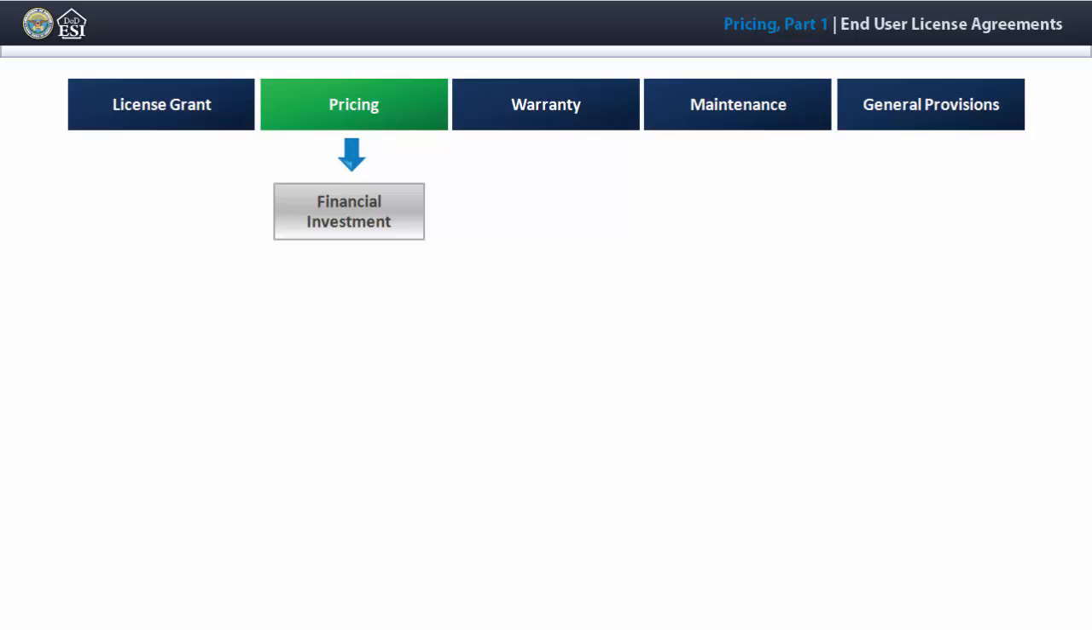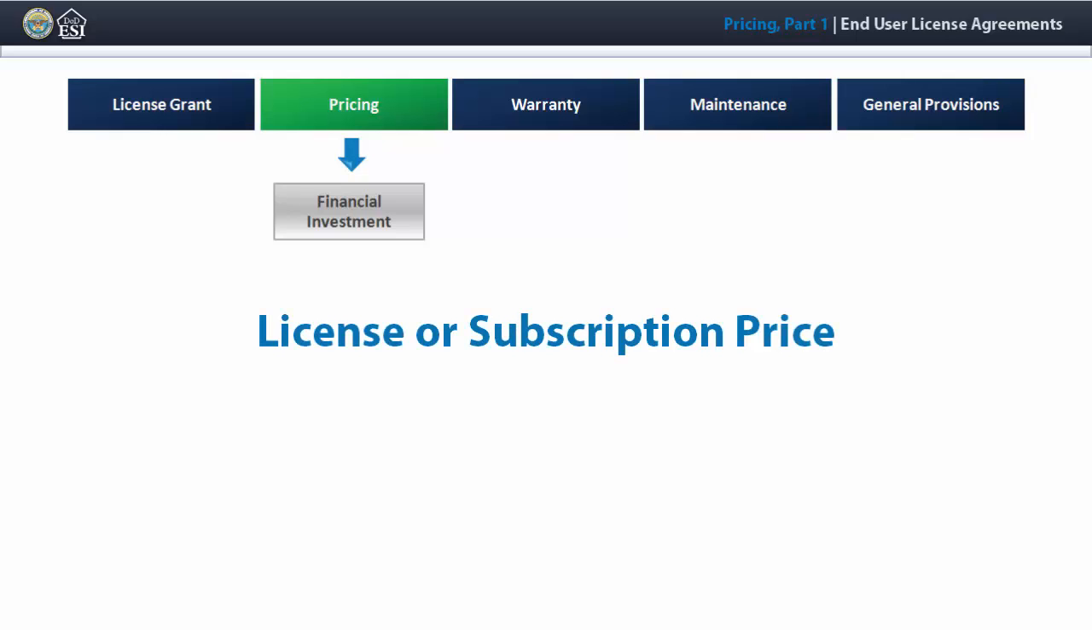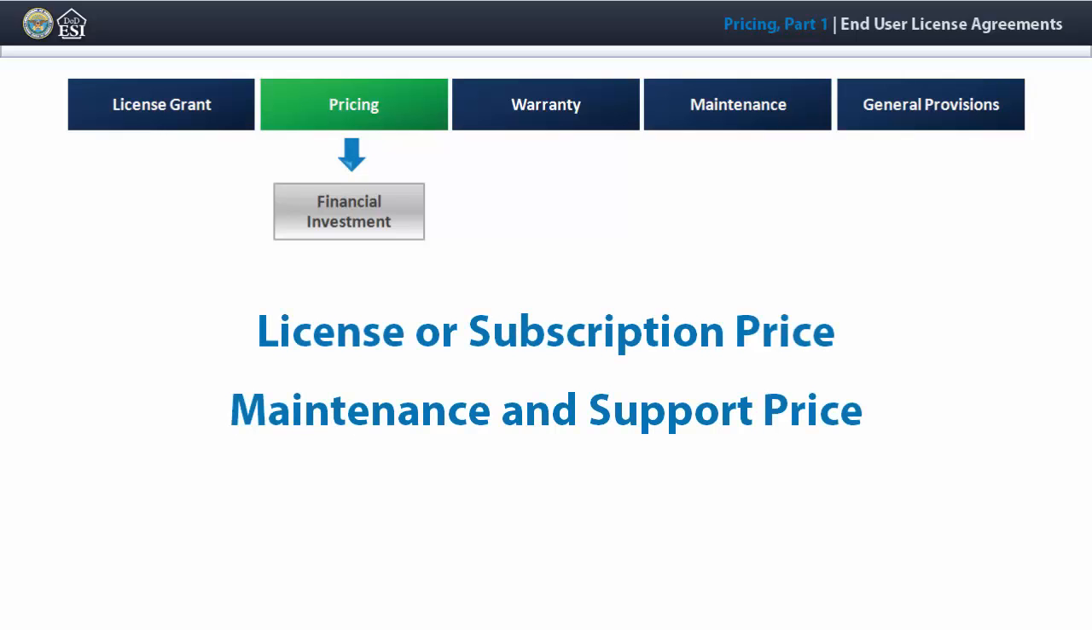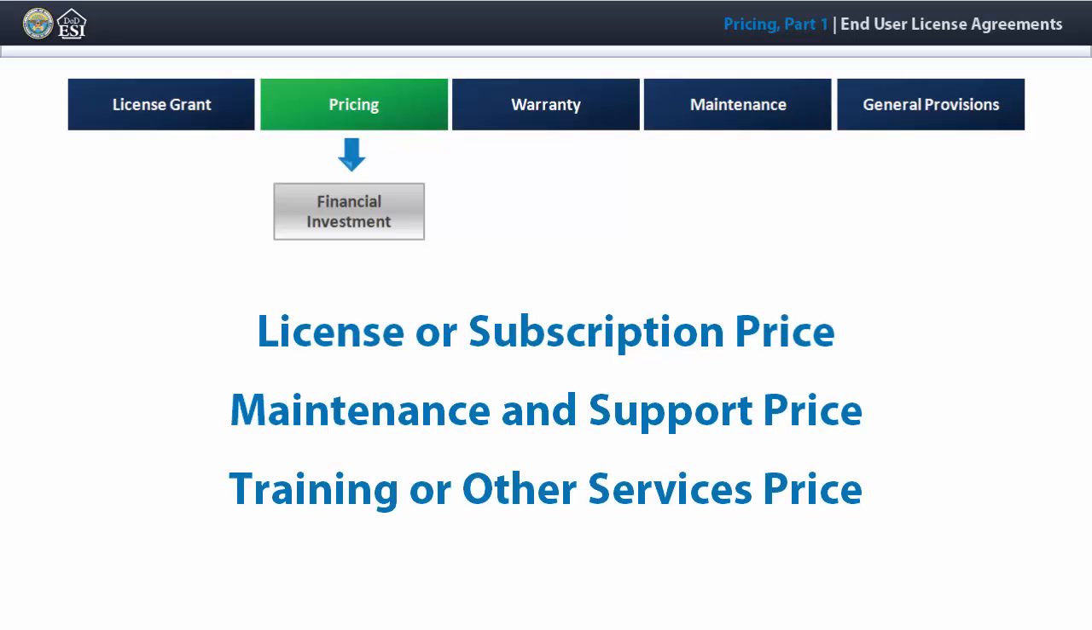All financial aspects of the license acquisition should be clearly stated in the EULA. This includes the initial license fee, ongoing maintenance and support costs, and other services required from the publisher or reseller.